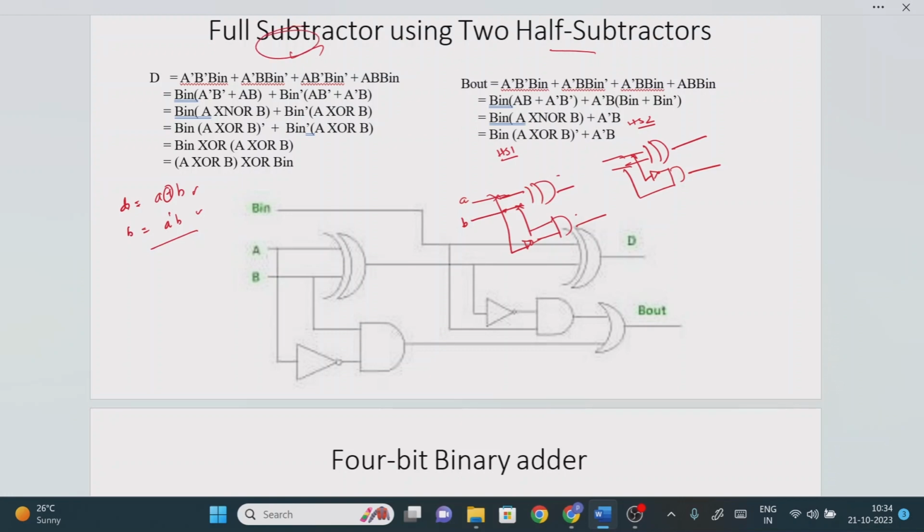For that we also need to remember the full subtractor expression. So what is the expression for the full subtractor? Difference is equal to a XOR b XOR b in, right? In the same way we need to find the borrow also. So this is the expression for the borrow, you can see that: a bar b in plus a bar b in bar.